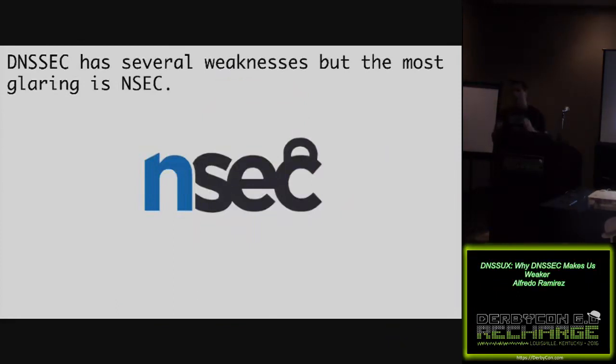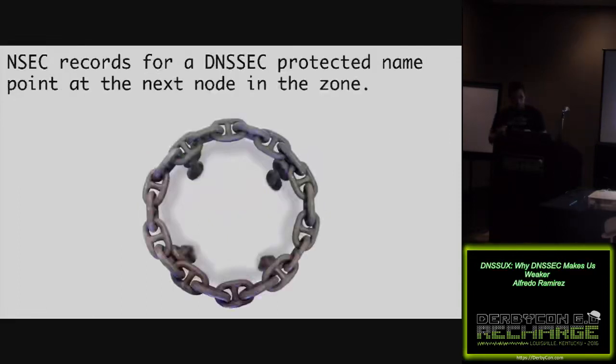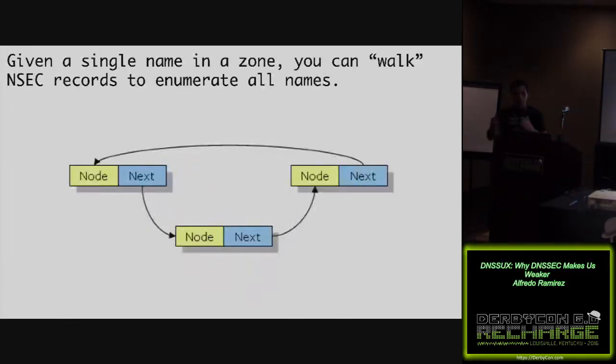This is a type of DNS record. NSEC records for a DNSSEC protected name point at the next node in the zone and the previous node in the zone. One of the requirements of the DNSSEC specification is that if I query you for a name, you have to tell me that it does not exist. The way we prove that a name doesn't exist is we tell you the closest name behind it and the closest name after it, so you know that there are no other names in between. That solves that problem. And so NSEC records form a circular linked list that allows you to walk a zone.